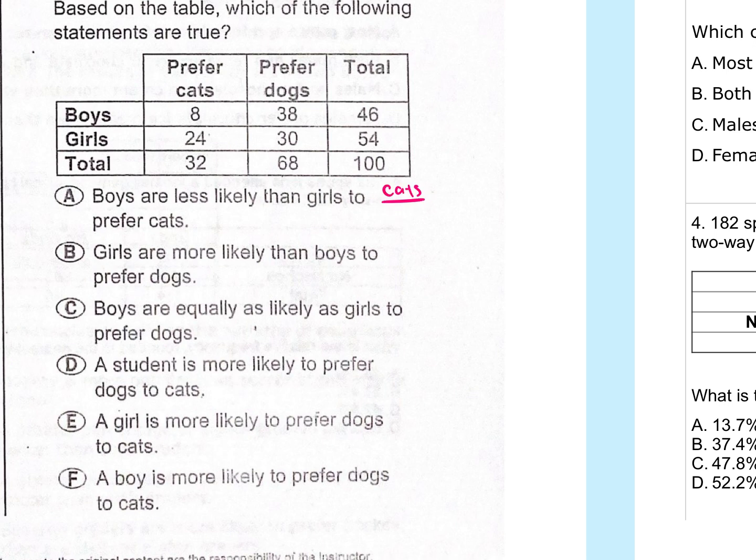For boys, those that prefer cats, let me write it this way. How many prefer cats out of the boys? Well, there are 46 boys, and 8 of those prefer cats. That's 0.173 or 17%. For the girls, we're looking at the cats out of all the girls. 24 prefer cats out of 54 girls. That's 0.4 repeating, which is about 44%. So boys are less likely to prefer cats, only 17% compared to 44%.